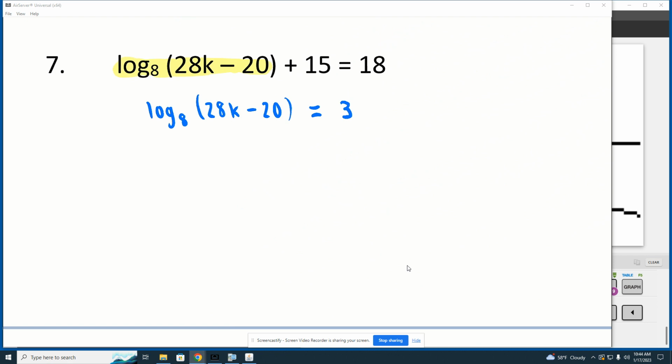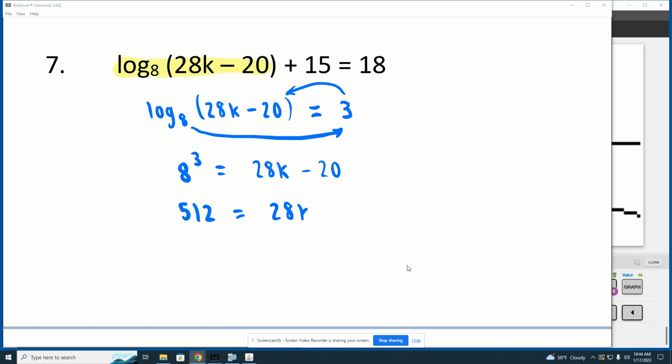Because I don't have log on both sides, I'm not dropping the logs. Can't do that. So here, instead, I'm rewriting it as a what? I'm rewriting it as an exponent. So the base of my log, 8, becomes the base of my exponent. And then we do the same loop that we've talked about all along. 8 to what power? The third power equals what? All right, exactly. 8 cubed is 512.